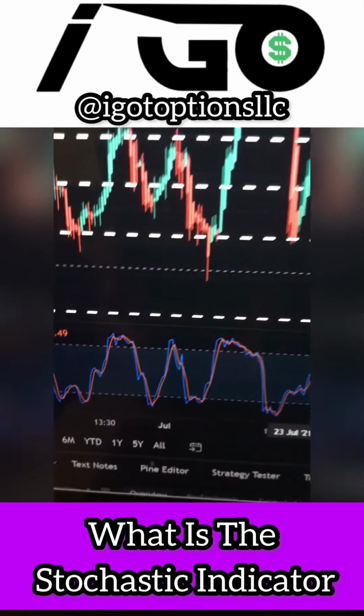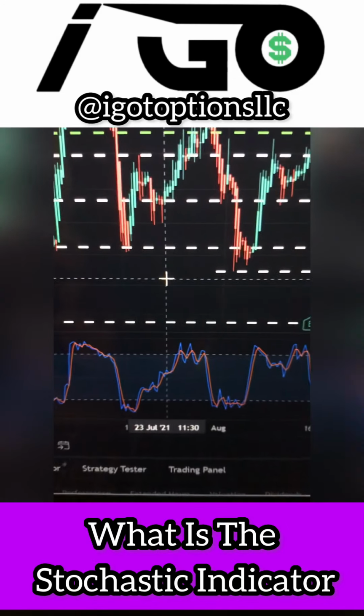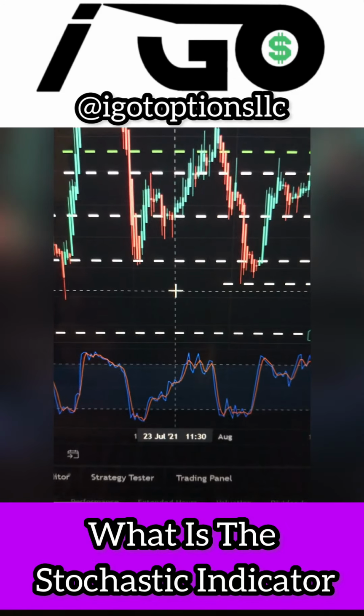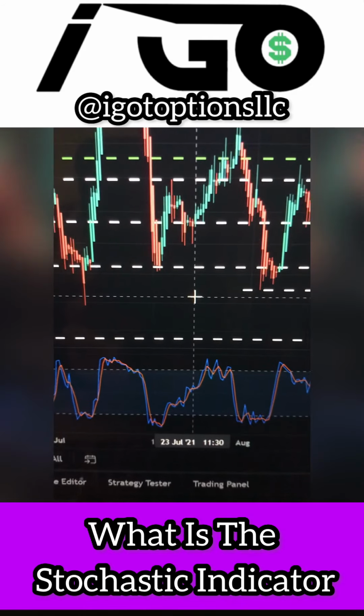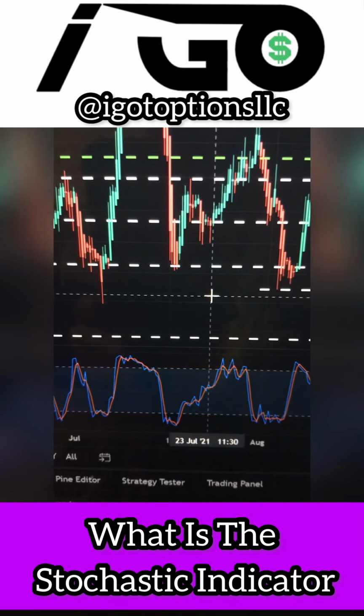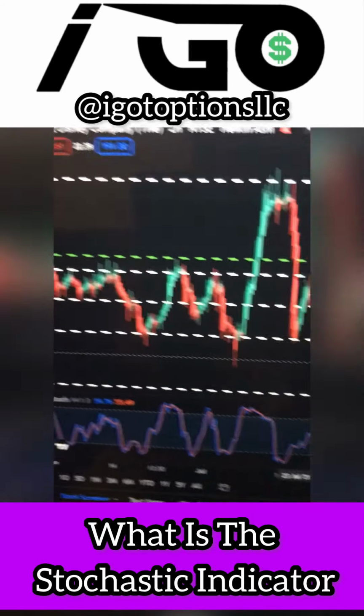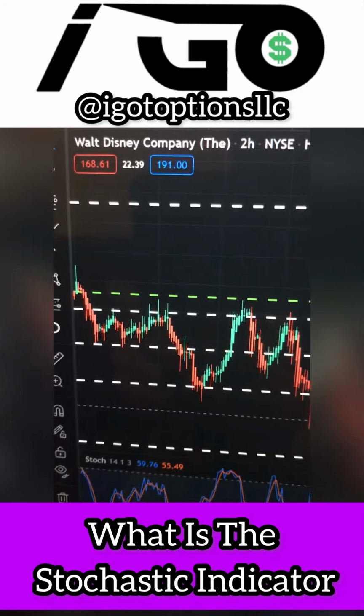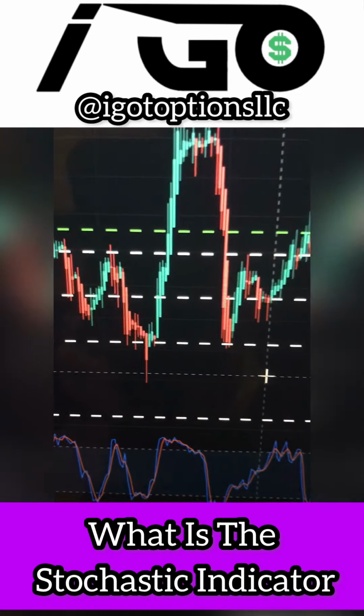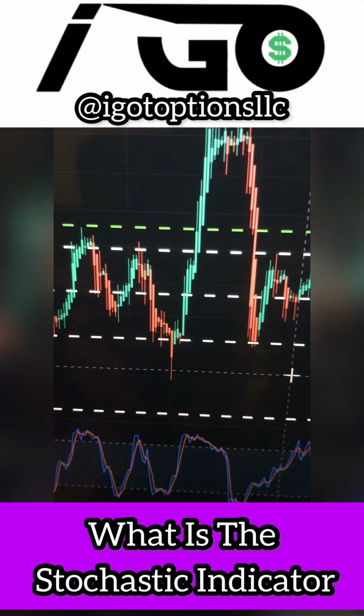In this video, I want to talk about what the stochastic indicator is. This is an oscillator that is literally a combination or fusion of the RSI, the relative strength index, and the MACD. Before I go into more depth, just for reference, I have up Walt Disney on a 2-hour chart. That means each candlestick you see represents what the stock price did in 2 hours.